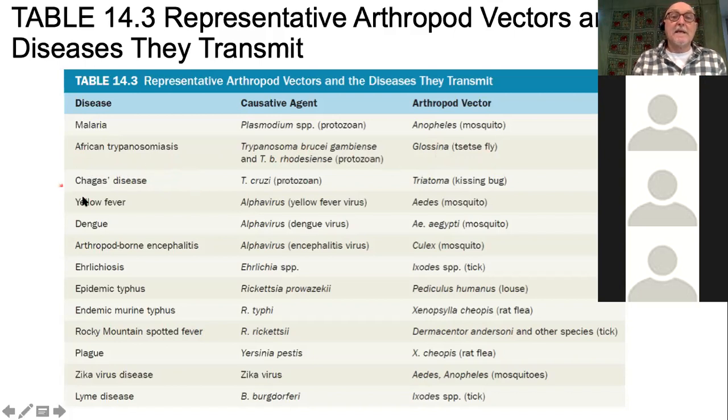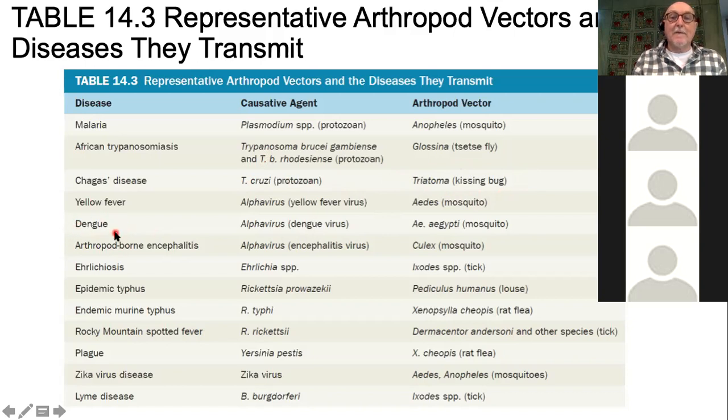This disease here, Chagas disease, is also a trypanosome, a blood parasite, but it's a different species, and it occurs primarily in South America. And surprisingly enough, Chagas disease is transmitted not by a tsetse fly, but by a bed bug called Triatoma. So there are various; let me just take this as an example.